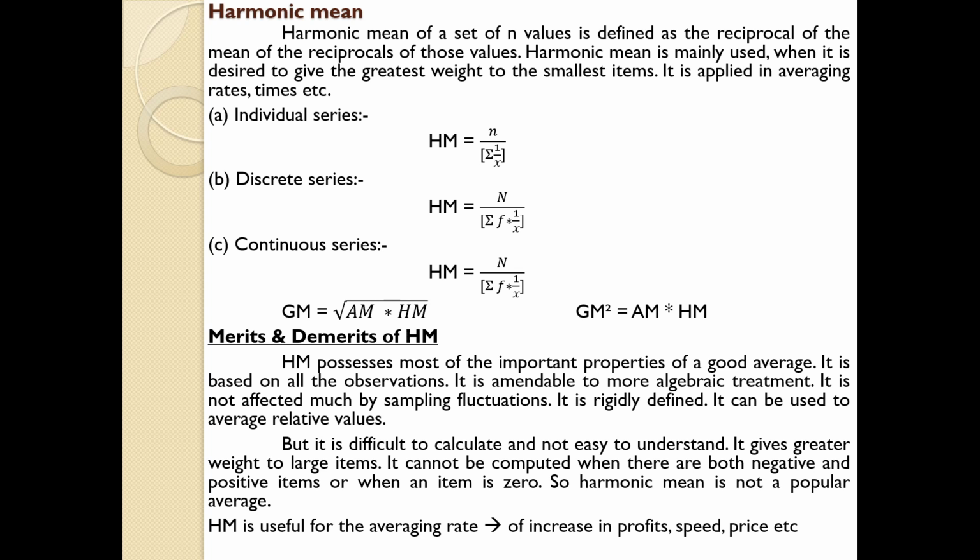Harmonic mean is useful for averaging rates, regarding rate of increase in profit, rate of increase in speed and rate of increase in price. These are the areas in which harmonic mean is used and useful. So these are the theoretical aspects and concepts that come under harmonic mean. So we have almost completed the various tools that come under measures of central tendency. So let us deal with some of the cases that come under harmonic mean.